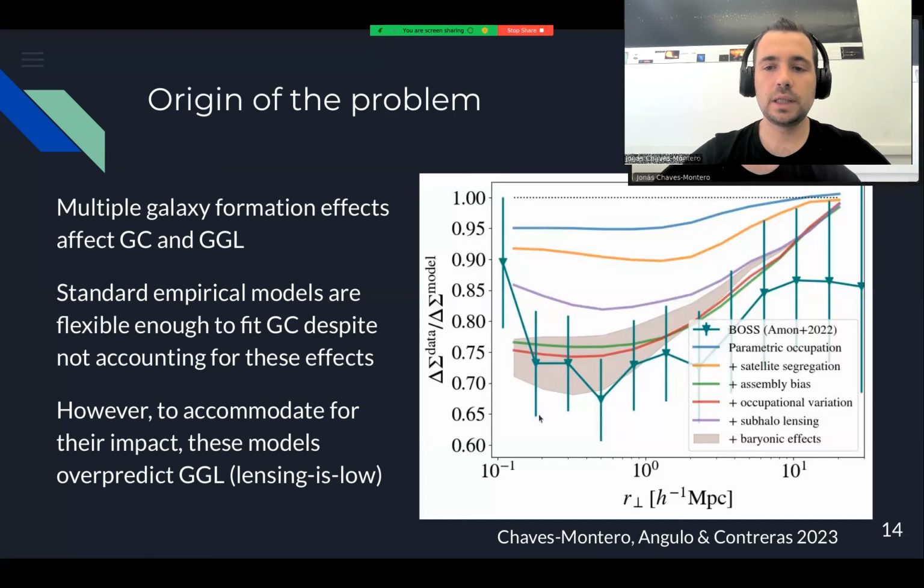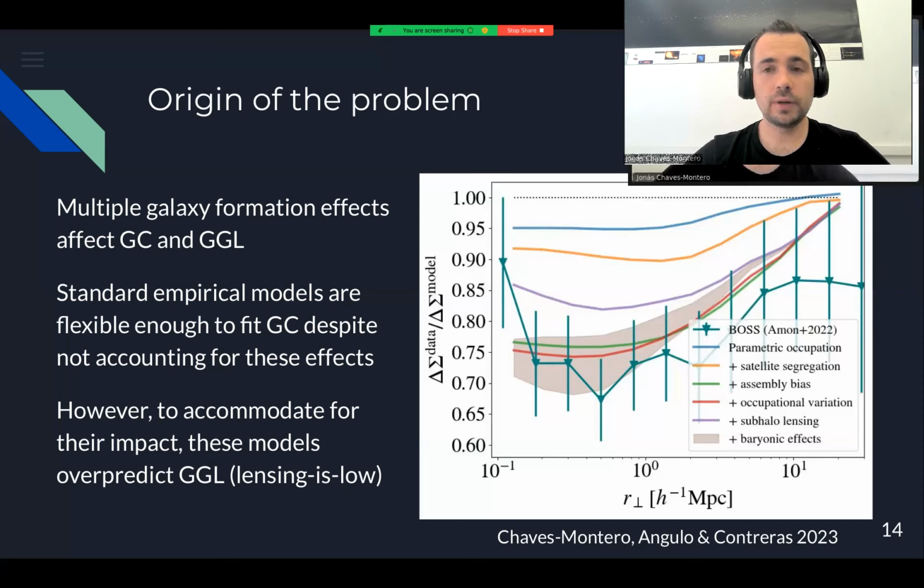As you can see, this shaded area agrees very well with the triangles that are the measurements from observations. So what is really happening here is that these empirical models are very flexible and they can fit galaxy clustering even though they are not modeling this effect.